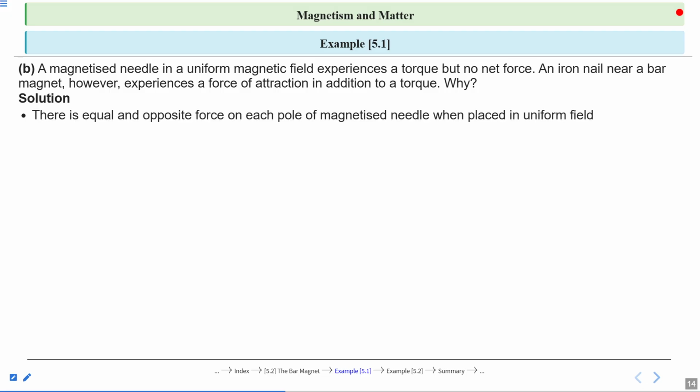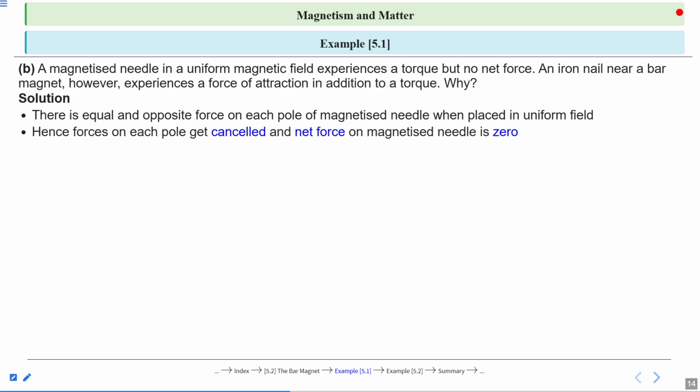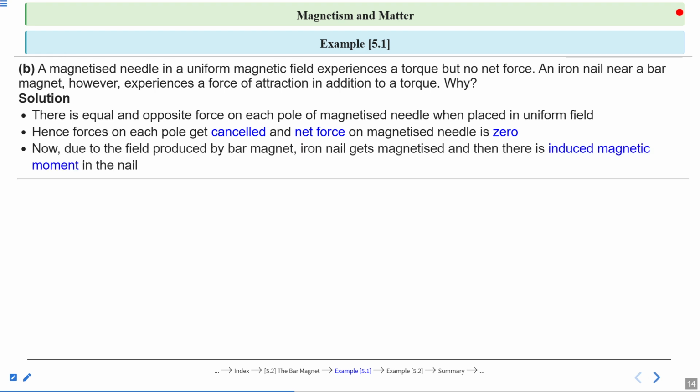So there is equal and opposite force on each pole of the magnetized needle. Firstly, we will discuss the magnetized needle. We have discussed in the derivation also, on the magnetized needle or magnetic bar, when placed in a uniform field, the force on each pole gets cancelled out and the net force on the magnetized needle is 0.